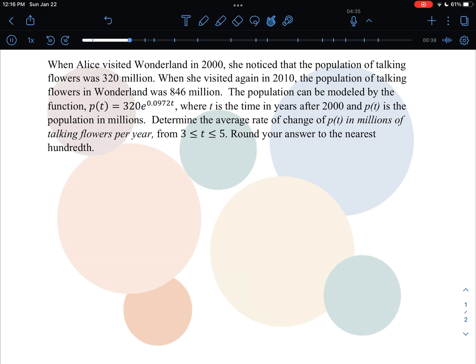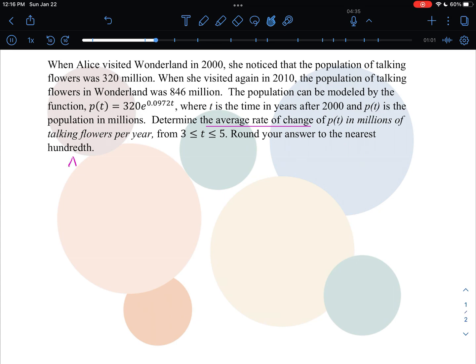Determine the average rate of change of p of t in millions of talking flowers per year from t is greater than or equal to 3, less than or equal to 5. Round your answer to the nearest hundredth. The question definitely has a lot of information, but the first thing I've noticed is that they're wanting me to find out the average rate of change.